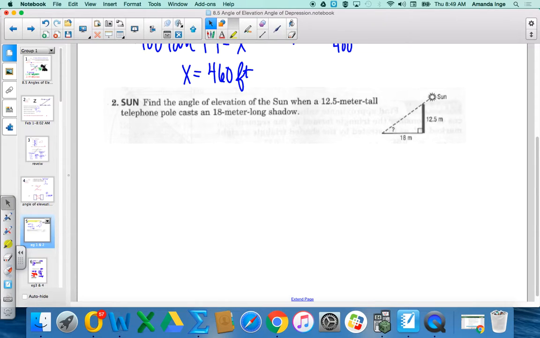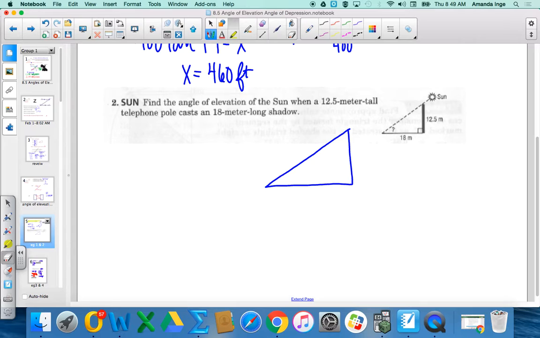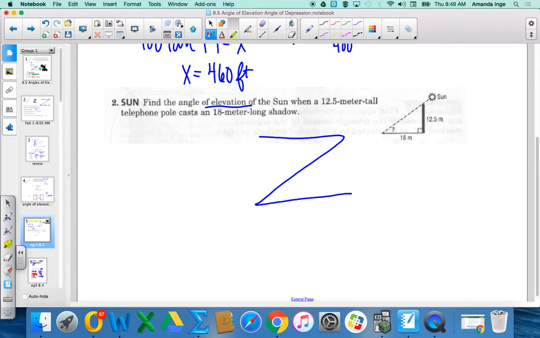On the next problem, it says, find the angle of elevation of the sun when a 12.5 meter tall telephone pole casts an 18 meter long shadow. Once again, if you don't have a picture, draw yourself a Z. I'll draw the Z. It says angle of elevation. So we're looking at this angle right here.